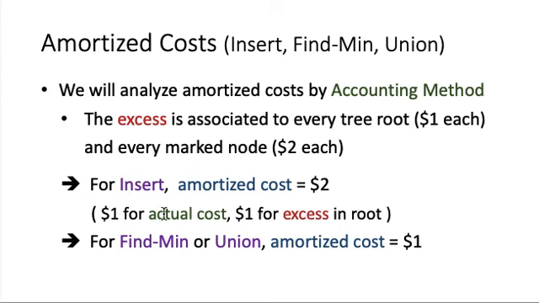Now for find min and union, we do not create any extra trees. So in that case, the actual cost is just 1, and then we can set the amortized cost to just $1. That's enough. So this amortized cost of $1 will be enough to pay for all the actual costs in the find min or the union operation. Find min, just report the minimum. Union, just need to update the minimum pointer. So all of them have the actual cost of order 1. So $1 will be enough.